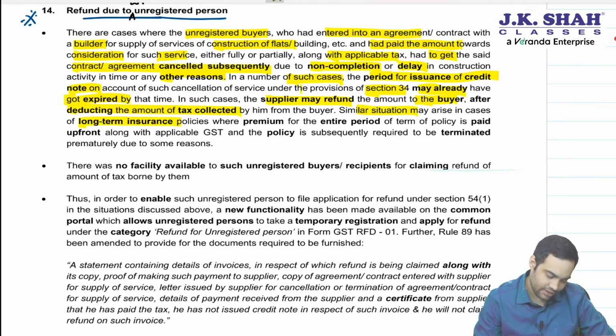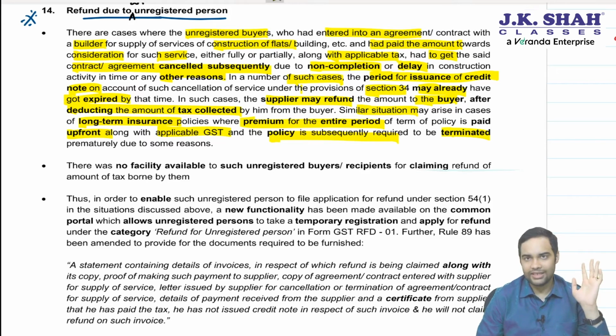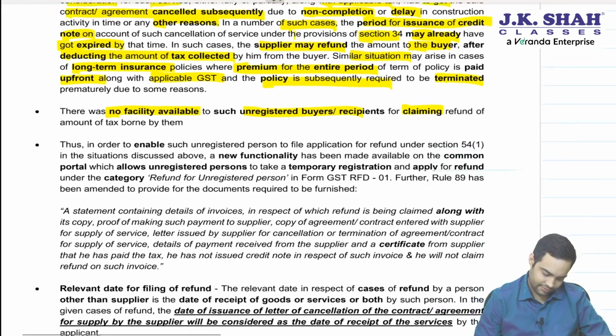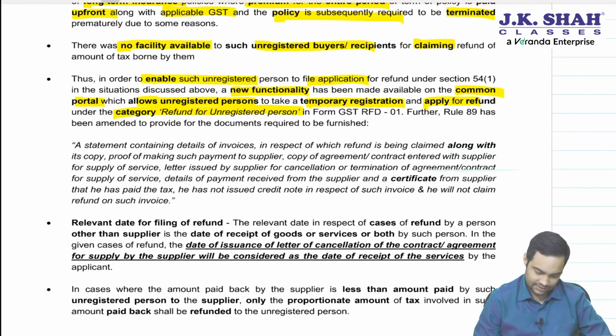Similar situation used to happen in long-term insurance policy, where premium was paid upfront at the beginning along with GST and the policy is subsequently terminated. This can be a single premium annuity policy, where you took the policy, you paid the entire amount at the beginning, but then you want to subsequently cancel it. There was no facility available for unregistered buyers or recipients for claiming refund. In order to enable such unregistered persons to file application, a new functionality on the common portal allows an unregistered person to take temporary registration and apply for refund under refund for unregistered persons.